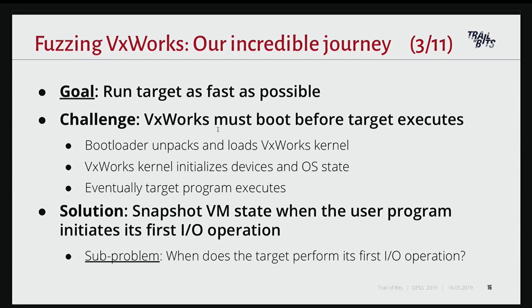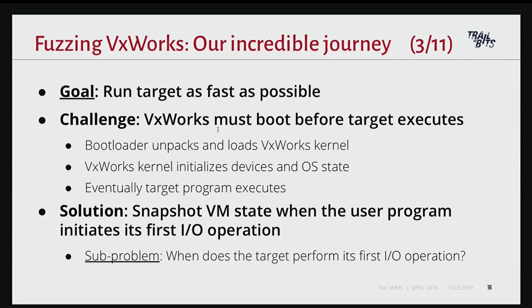And so any execution that's completely unrelated to user input that happens before the first input comes into the system is irrelevant to us. It's just wasted time and it's reducing our throughput. So the first solution that we had was to use QEMU's snapshot and resume capability, and snapshot the VM just before we get the first user input. Then every time we have a new mutated input, we resume the VM from the snapshotted state.